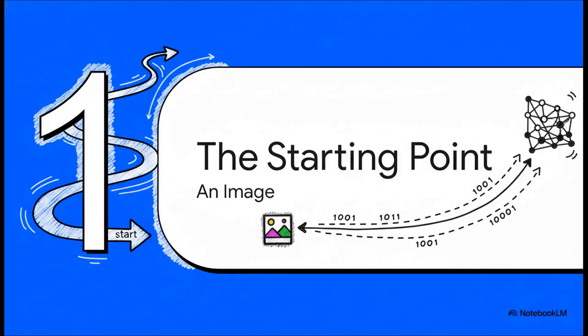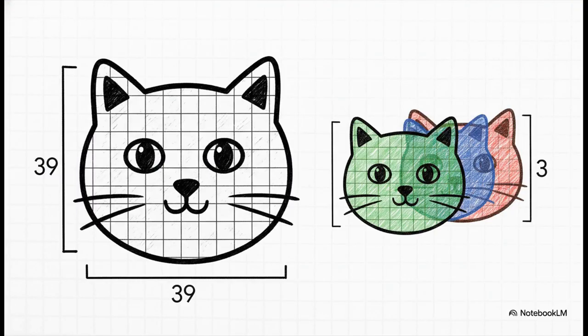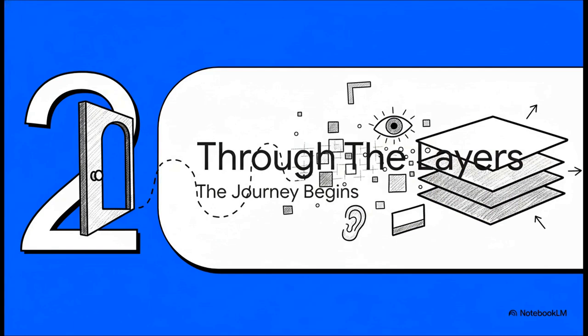Okay, so every journey has to start somewhere. For our ConvNet, the starting point is just a single digital image. This is the raw material we're about to feed into the machine. Now here's where it gets interesting. To the computer, this isn't a picture, it's a block of numbers. Specifically, a block that's 39 pixels tall, 39 pixels wide, and 3 layers deep. And that 3, well, that's for the red, green, and blue color channels that mix together to make all the colors you see. All right, our image is officially at the front door of the network.